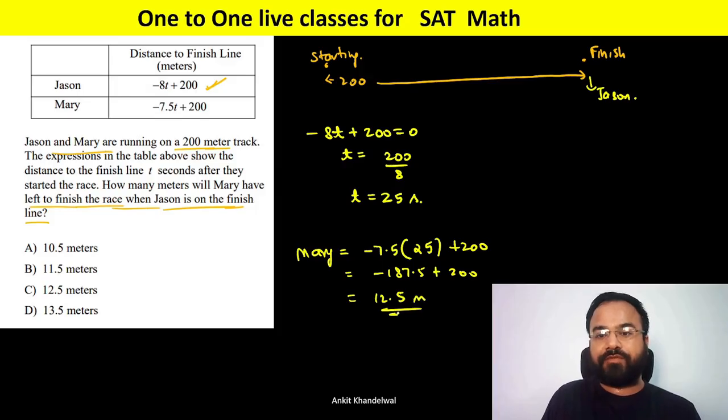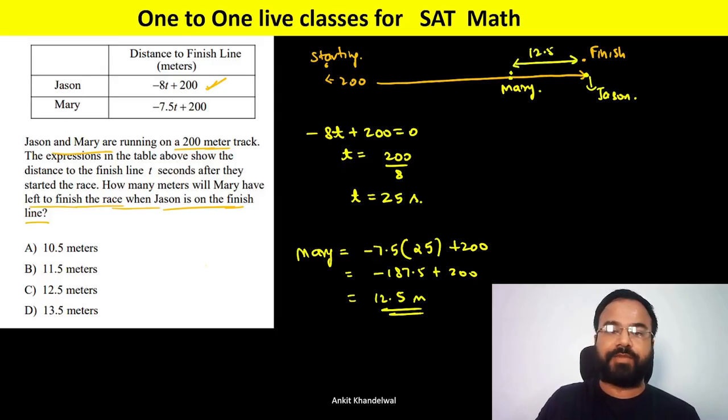So 12.5 meters. Mary will be somewhere over here. When Jason is at the finish line, Mary was here. So the distance left for Mary to finish the race is 12.5 meters. That's what the question is asking. Option C is the correct answer.